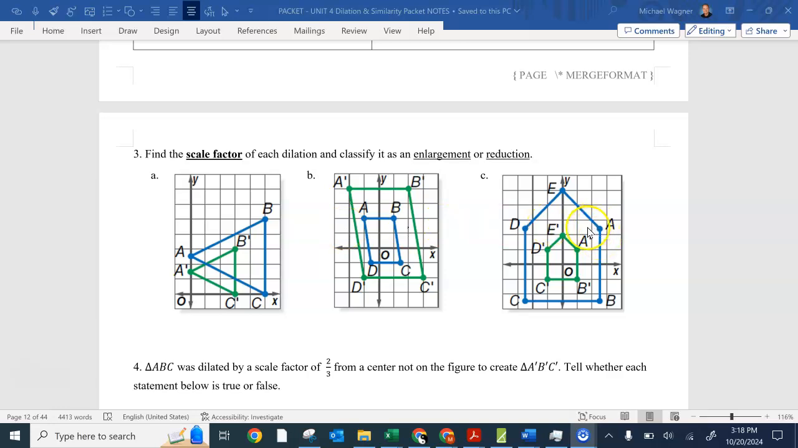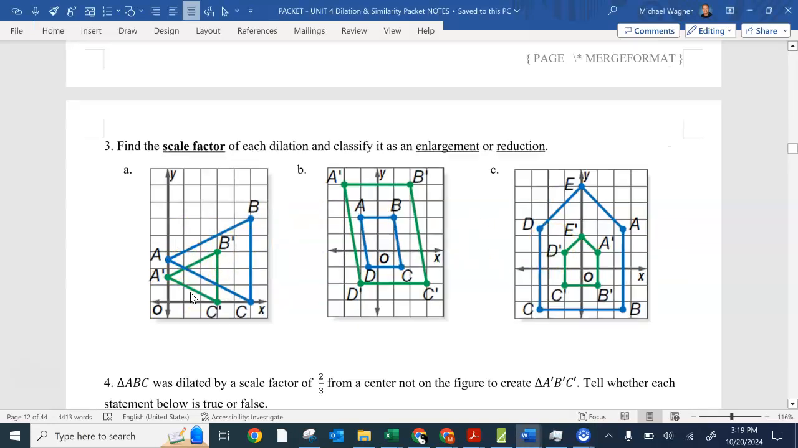But now we're going to dig a little bit deeper and try to figure out what the scale factor is. The first thing is this one, determine the scale factor. I should say this, it doesn't say it in the question: all three of these were dilated from the origin.